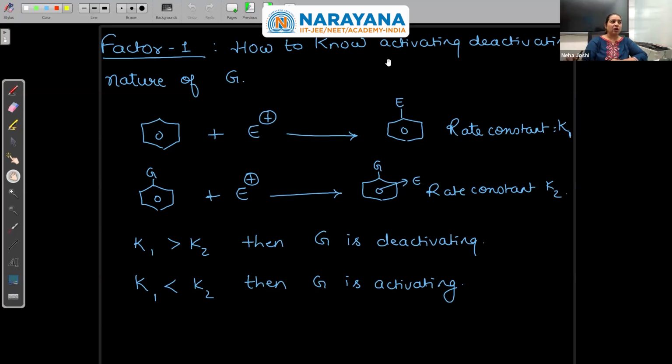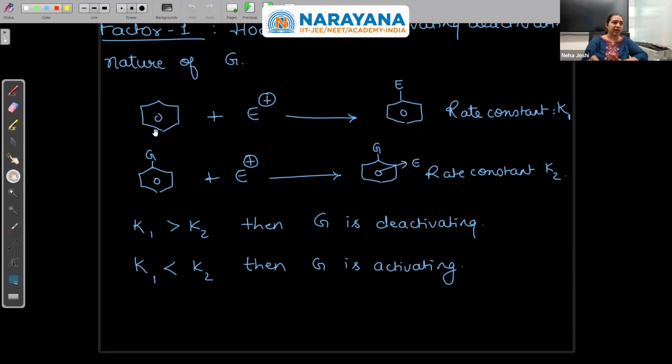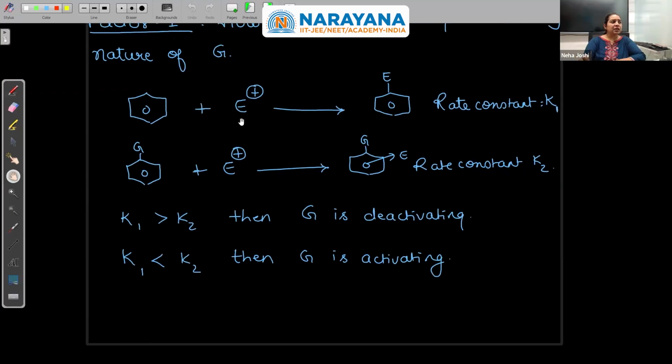Let me clarify more. How do we know that the group is activating or deactivating? Yes, theoretically, when we teach, we make you learn that these groups are activating, these are deactivating, and how generalizations can be done. But practically, it is only an experiment which tells us that this group is activating or deactivating. For example, or rather for theory, let me add, then I will take the example of how it is considered.